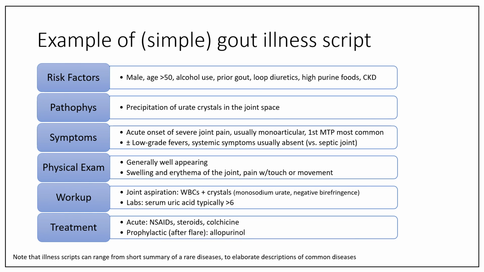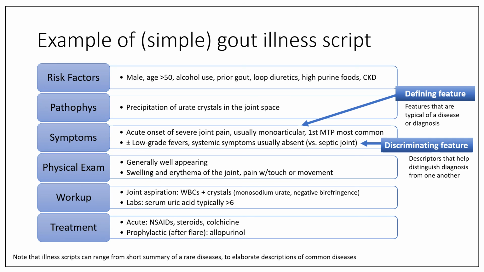On the left, you can see the main components, which include risk factors, pathophysiology, symptoms, the physical exam, workup, and treatment. Defining features are features that are typical of a disease or a diagnosis. Gout is usually a monoarticular arthritis, so monoarticular would be considered a defining feature of gout.